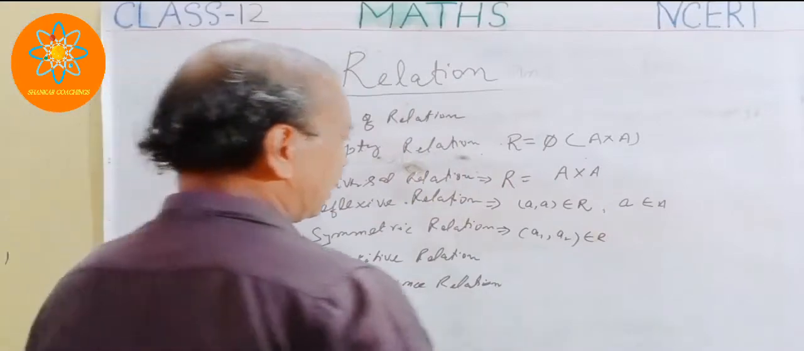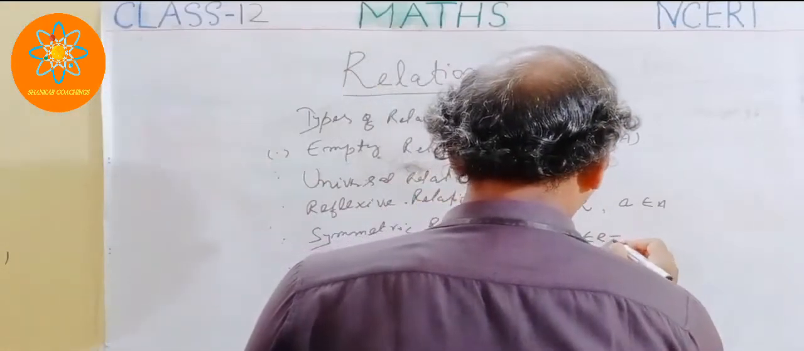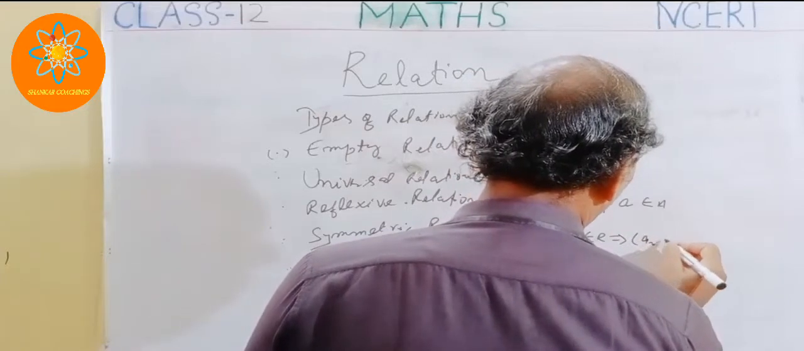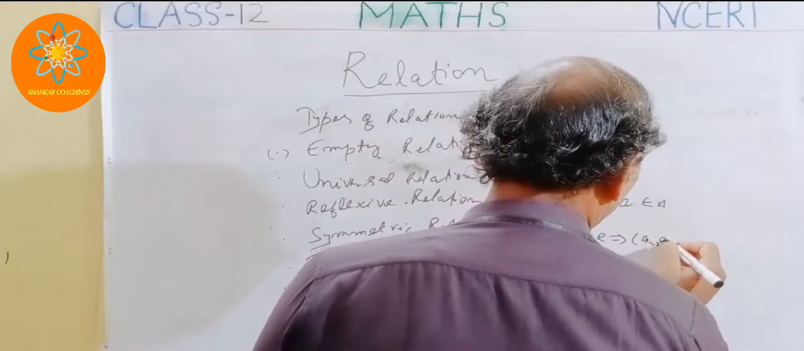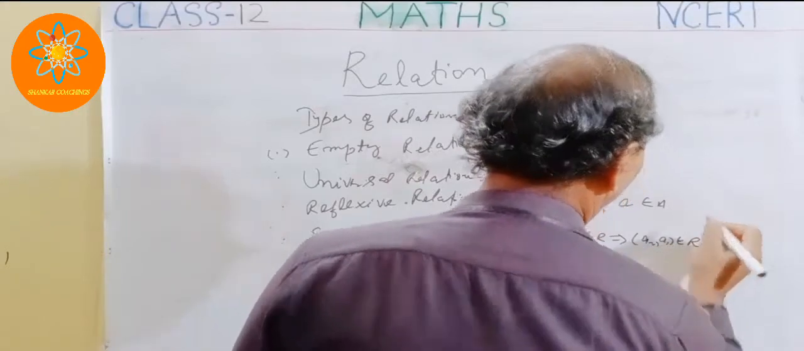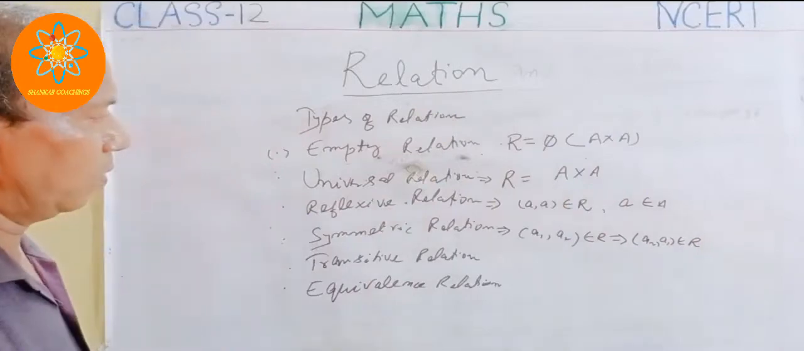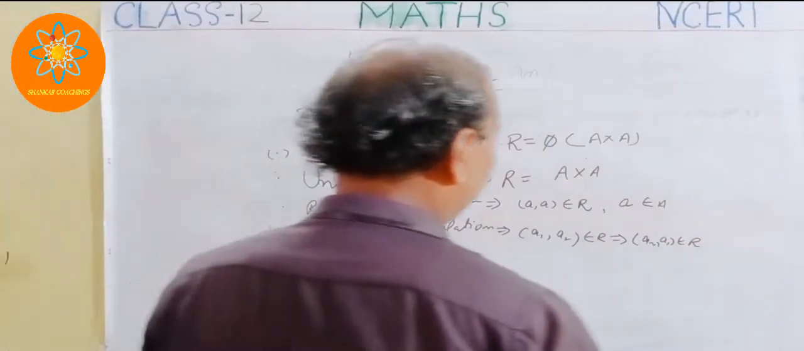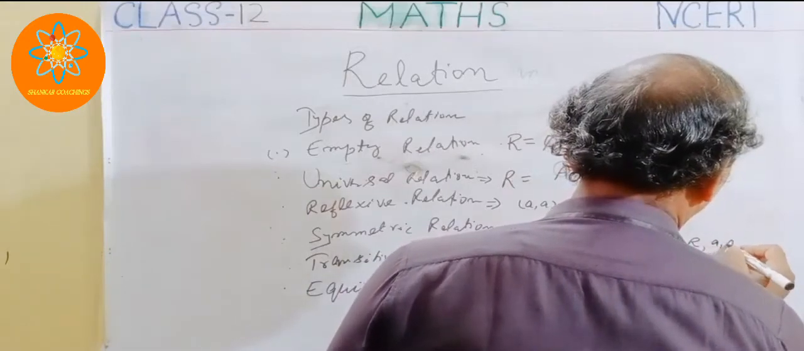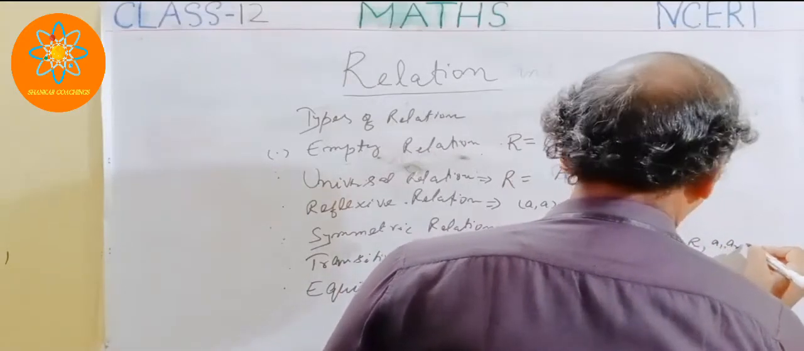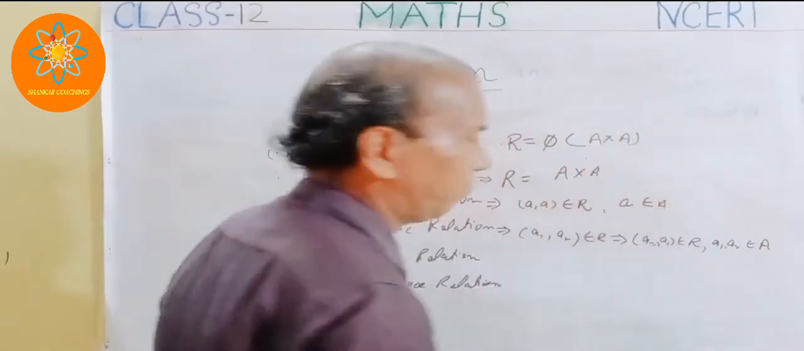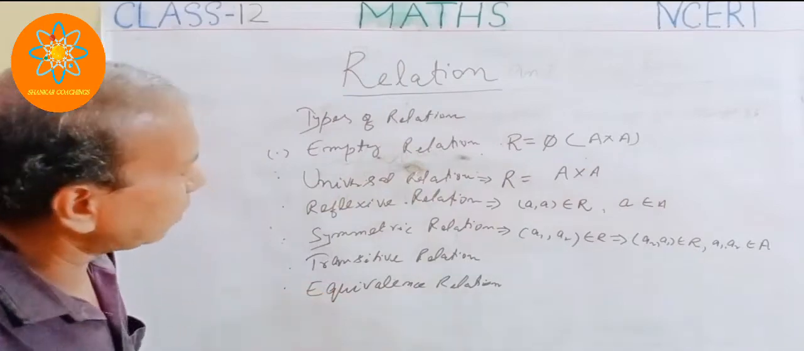It implies that there is also the relation between A2 and A1. (A2, A1) is also a member of R. Where these A1 and A2, these two are members of set A, then this is called the symmetric relation.